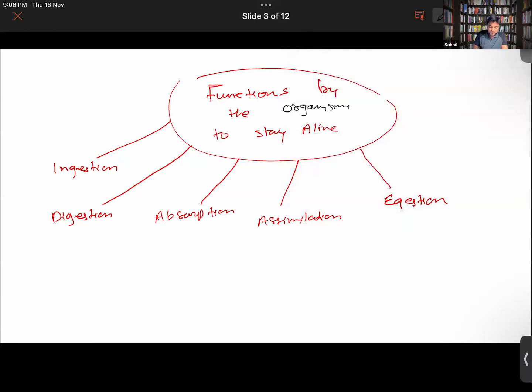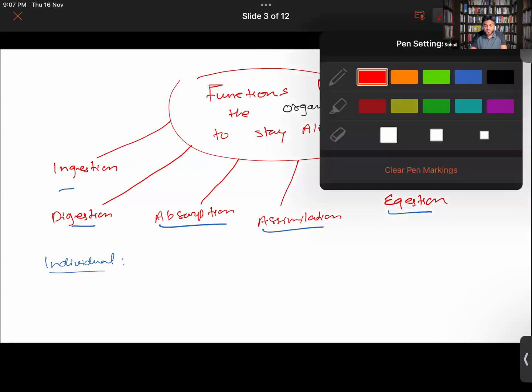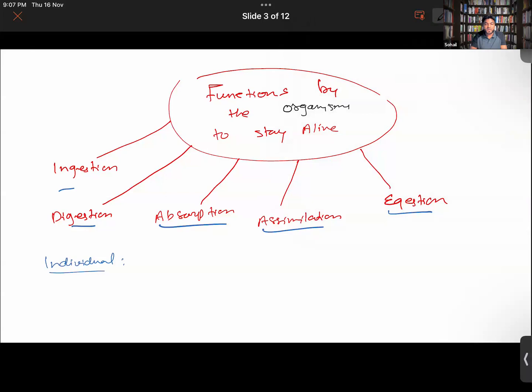Okay, but all these functions are necessary for the survival of an individual, right? Now, where is the role of reproduction here? Is there a role of reproduction in the survival of an individual? No, sir. So where does the role of reproduction lie? It is in the survival of the species of that individual, no? Yes, sir.